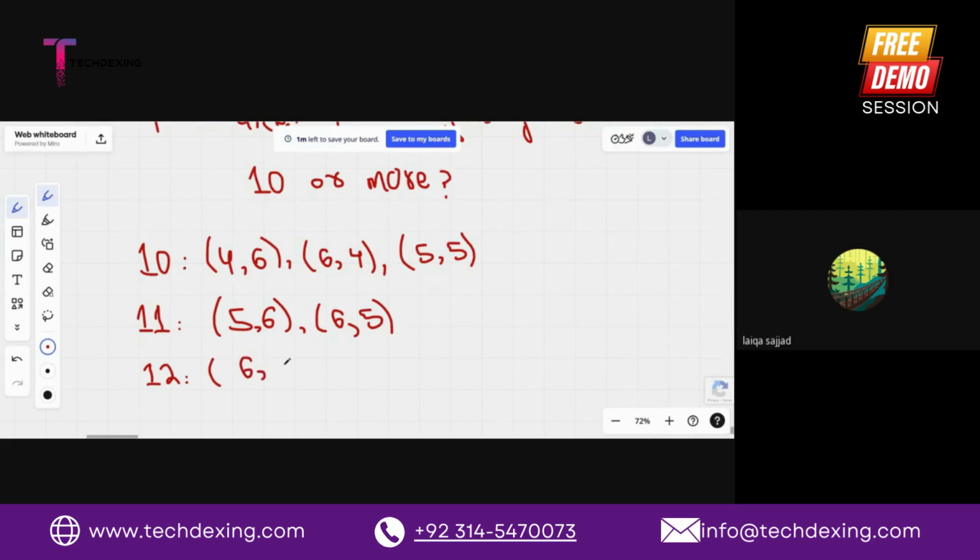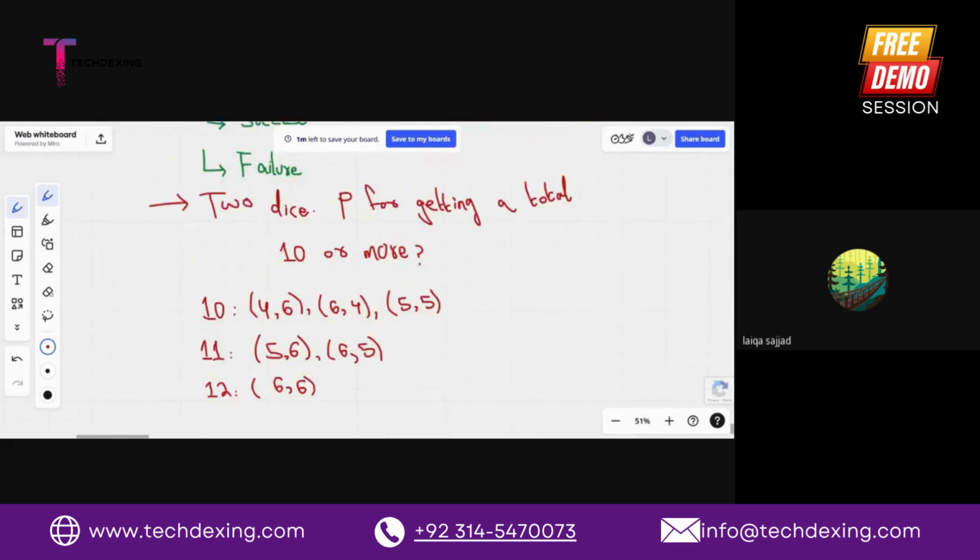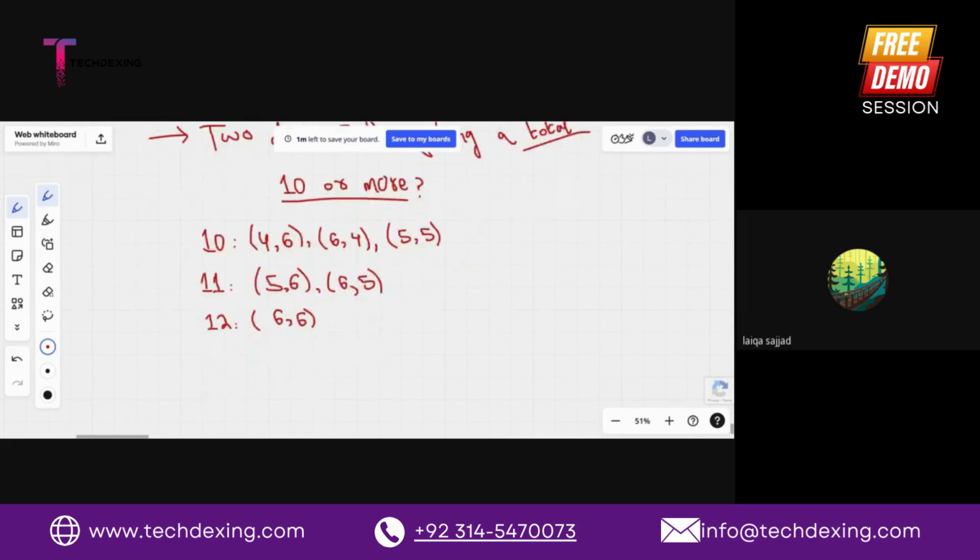So if I get any of these six combinations, 1, 2, 3, 4, 5, 6, it will be a success for me, because I have defined success as a total of 10 or more. All of these six events are a success for me. So how many events do I have as the favorable outcomes, or events that you can consider as the success?